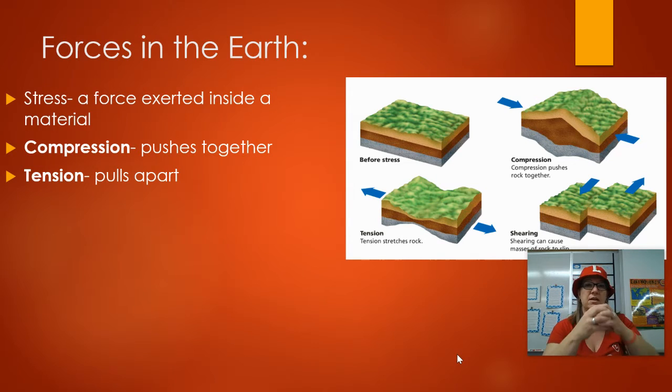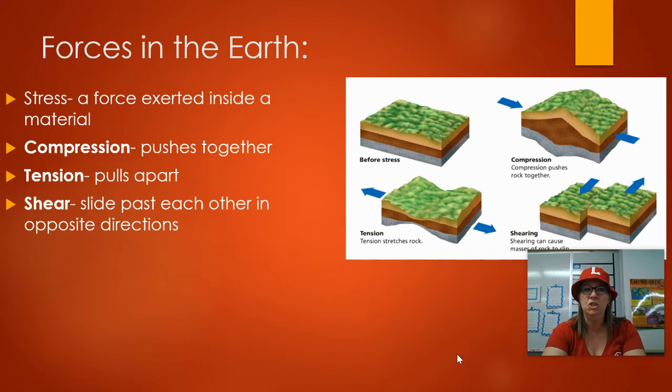Tension is the opposite. If something is getting pulled apart, okay, like a spring or something, and pulled away from itself, that is tension. And then finally, shear is a little different. So if you have two pieces of material, if they slide past each other like this, that would be shear. Okay. So compression is towards, tension is away, and shear is just sliding past each other like that.